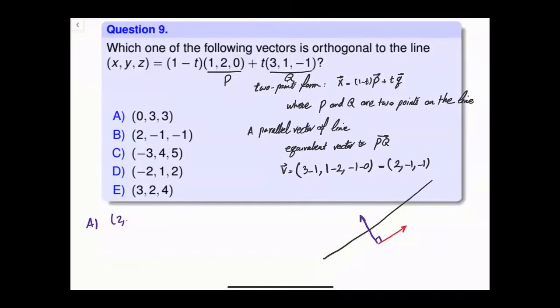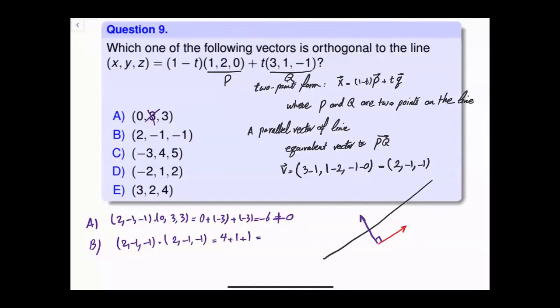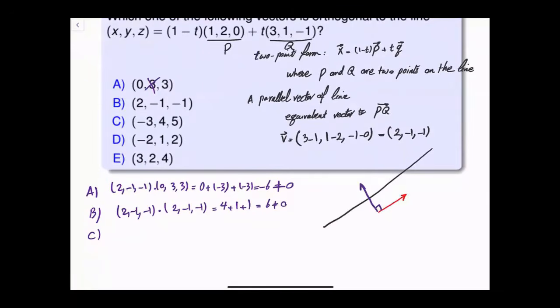So for A, (2, -1, -1) dot (0, 3, 3). We know orthogonality, we always check by dot product. This will be 0, plus -3, and then plus -3, which is -6. It is not 0, so the first one cannot be the right answer. B, (2, -1, -1) dot (2, -1, -1). Well, a non-zero vector cannot be orthogonal to itself, because this is always a number not equal to 0.